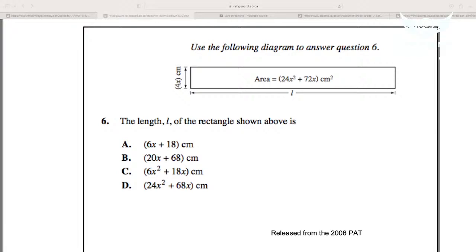So we're given area, it's 24x squared plus 72x. The length L of the rectangle shown above is, so we need to express L, right? So we have a rectangle. Let's switch to the screen.